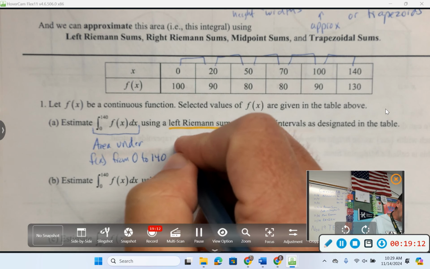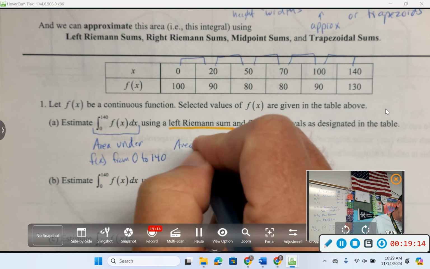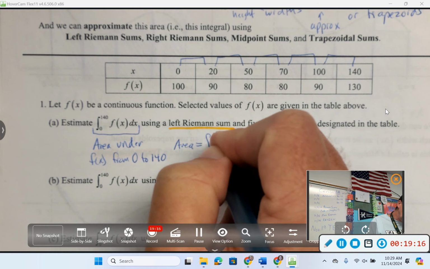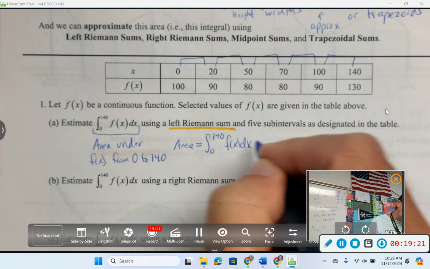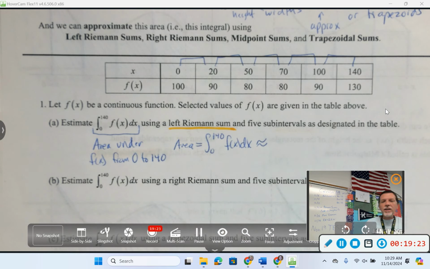Okay, so our area is going to equal the integral from 0 to 140 of f of x dx, which is going to be approximated by, and now we'll add up the areas. I don't really want to do a graph of this, I just want to think about this.